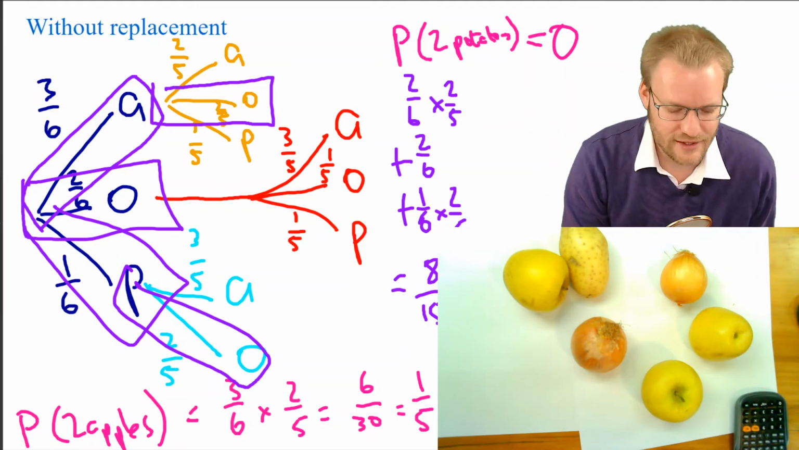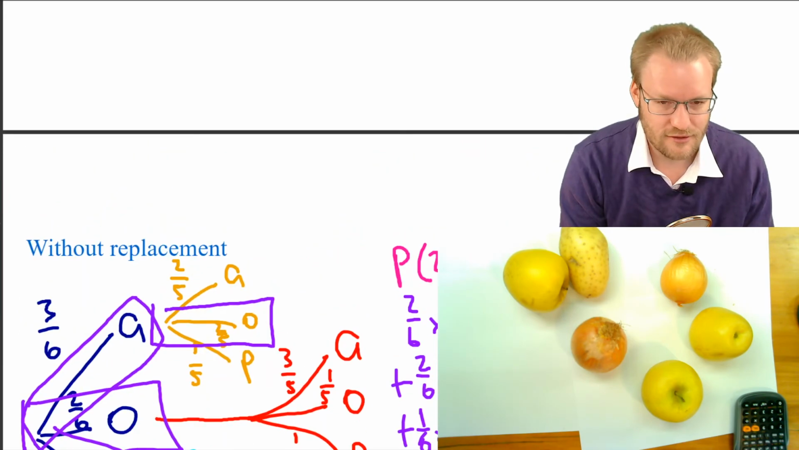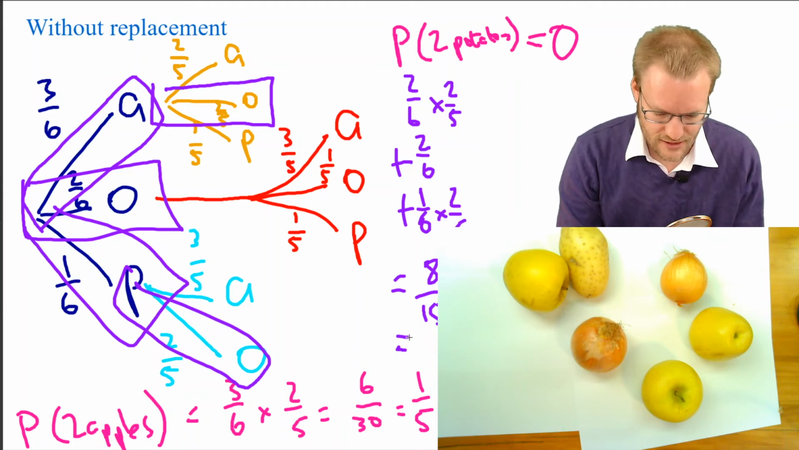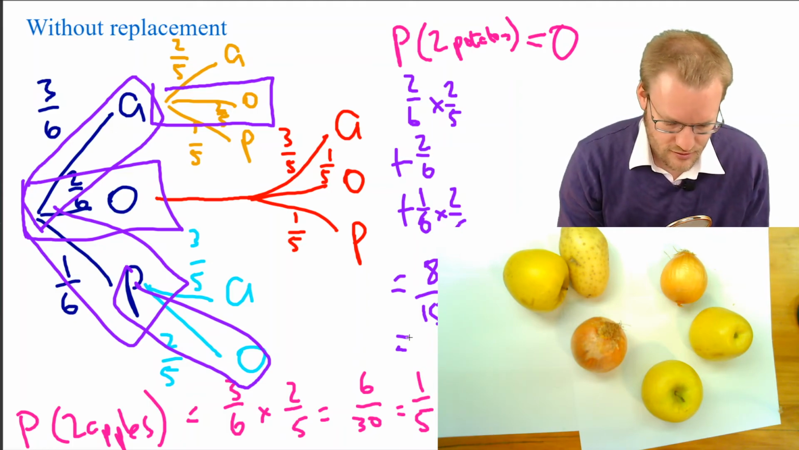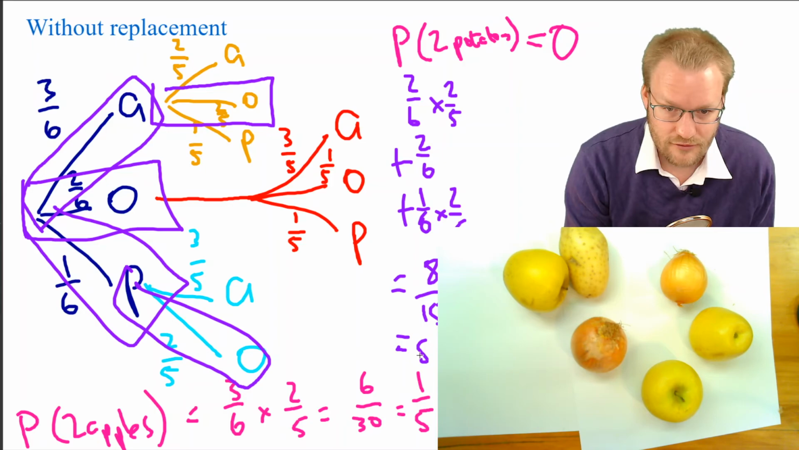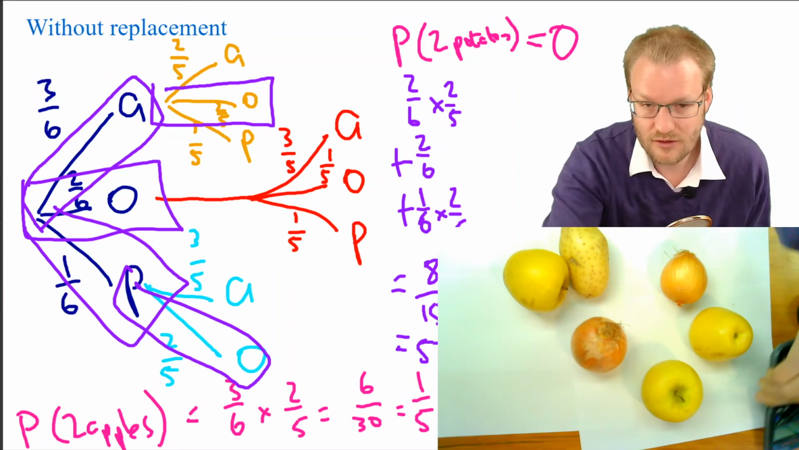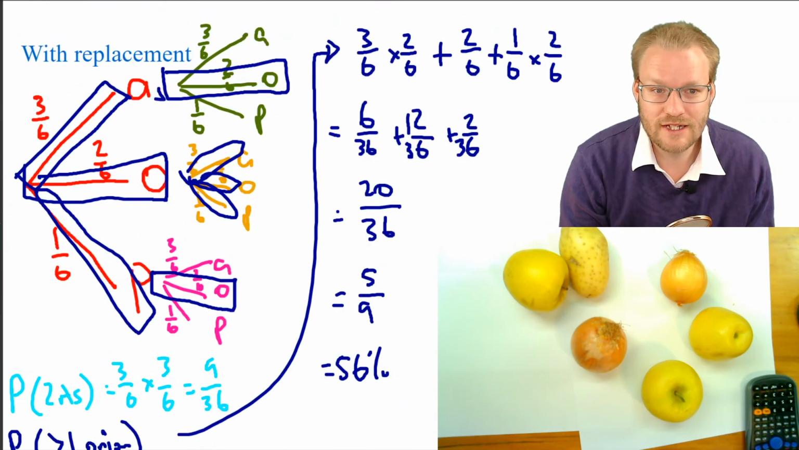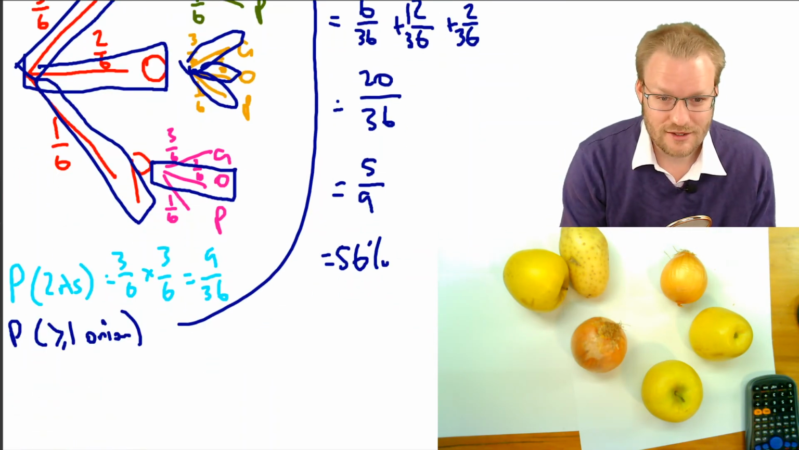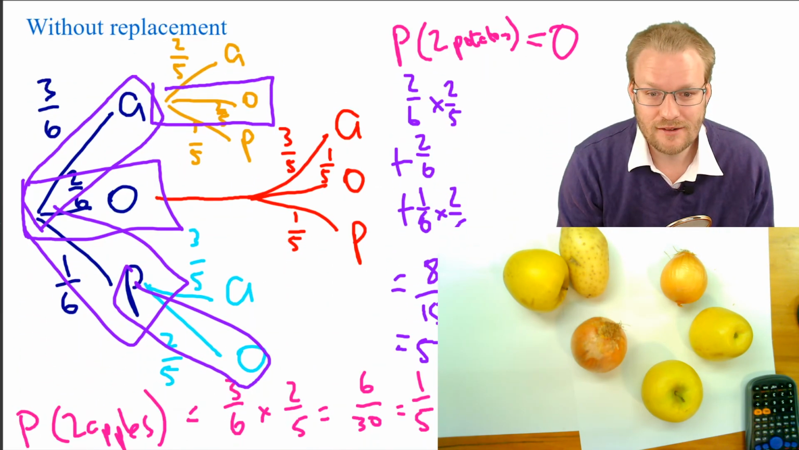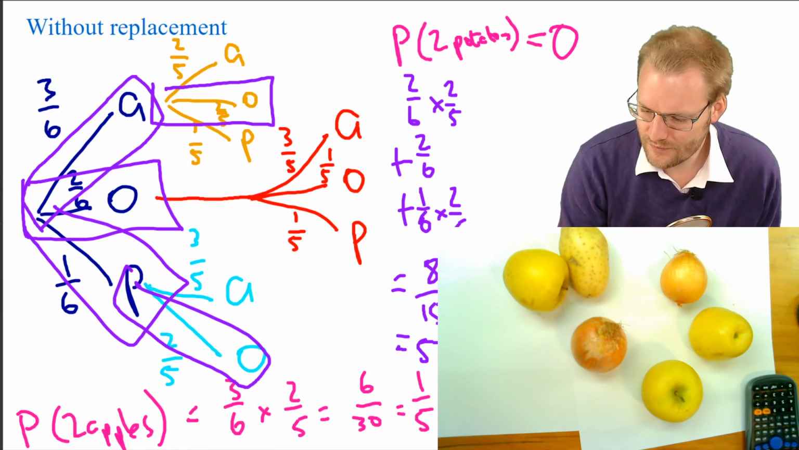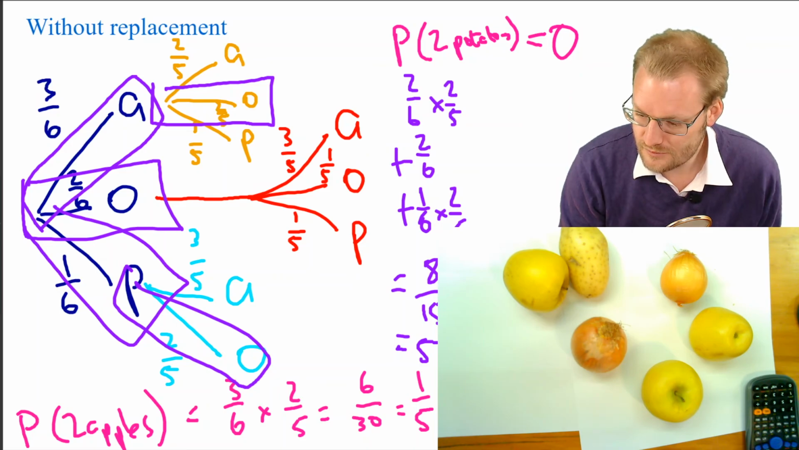How did that compare to earlier? 8 out of 15. Let's put that as a percentage. 8 divided by 15 times 100. 53%. Earlier, 56%. Very interesting. So if you don't replace, then it's more likely that you're going to pick out at least 1 onion.